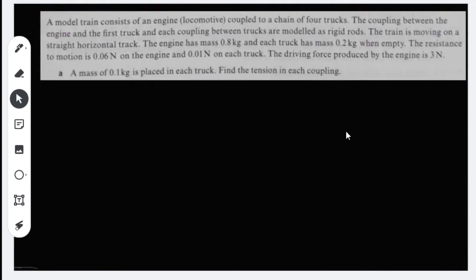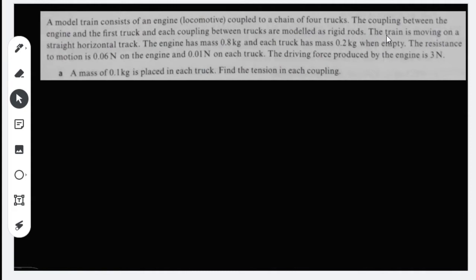So this is the problem. A model train consists of an engine, locomotive, coupled to a chain of 4 trucks. The coupling between the engine and the first truck and each coupling between trucks are modeled as rigid rods. So as we discussed in the previous example, when we model it as rigid rods, we don't consider the mass of the connector.